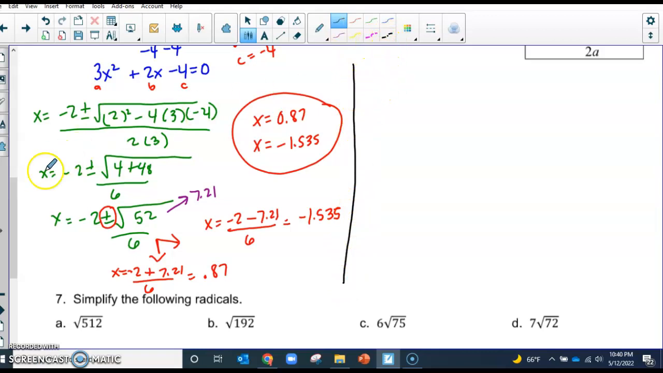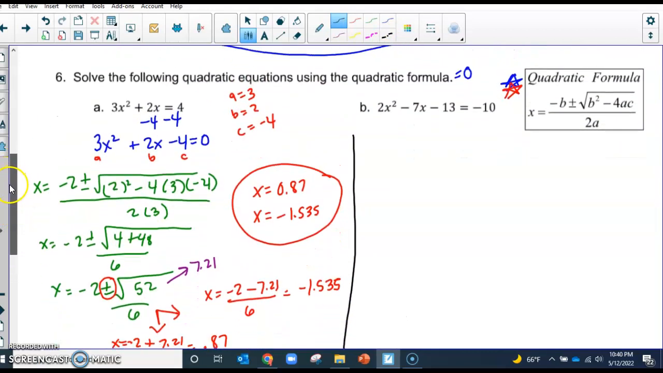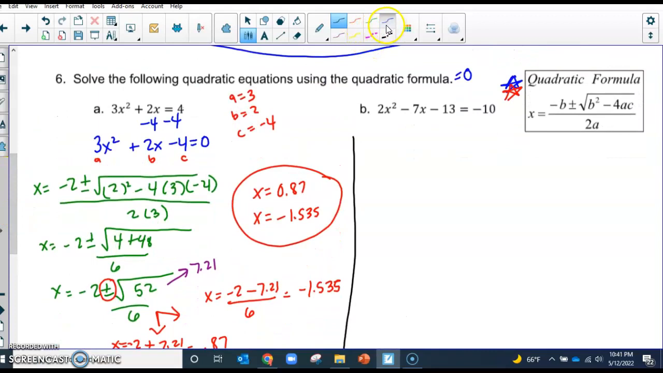All right, scroll back up here. Looking at B. To start with B, this does not equal 0. So I need to start by adding 10 to both sides so I can make that equal to 0. Now that I have that, I can go back and label my A, my B, and my C. My A is 2, my B is negative 7, and my C is negative 3.